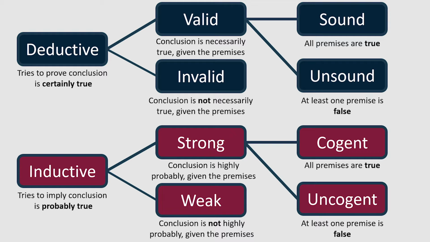Now, we've just covered a lot of terms, so let's recap. Deductive arguments state that a claim is certainly true, and they're valid if the conclusion logically follows from the premises, and they're sound if the logic is valid and the premises are true. Inductive arguments state that a claim is probably true. They can be strong or weak depending on the degree of probability, and even a strong argument is only cogent if all the premises are true.